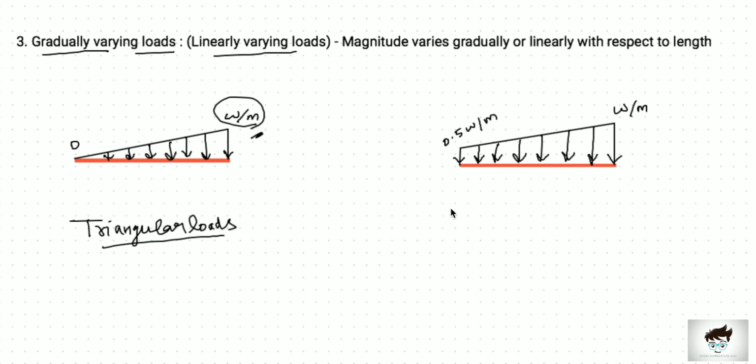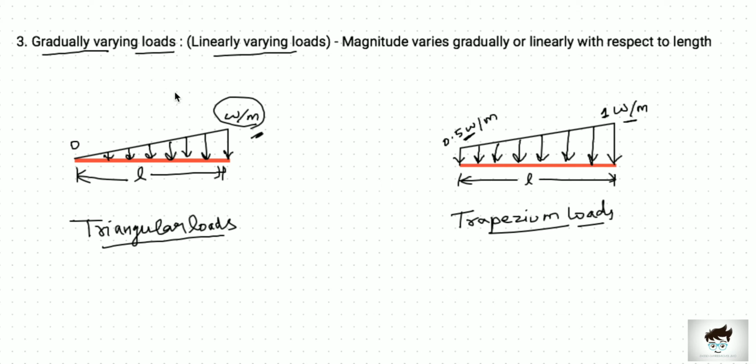But in the next example, the load case has a minimum magnitude at one end. It is not 0 there, it has some magnitude, and it gradually increases to the maximum magnitude at the other end. These types of loads are called trapezium loads, and these two types come under gradually varying load. And we can also convert this gradually varying load to a point load by simply finding its area.